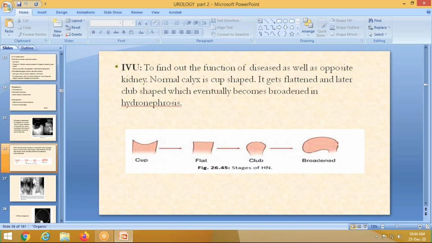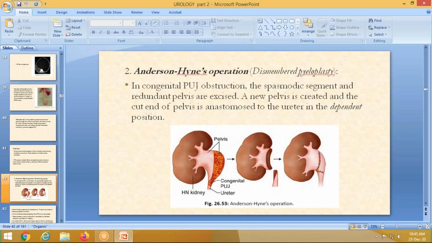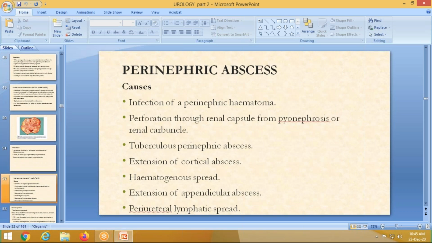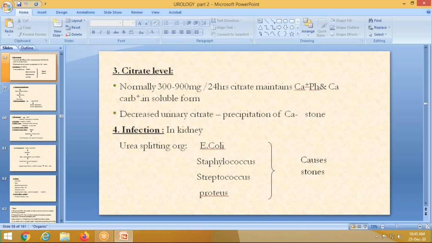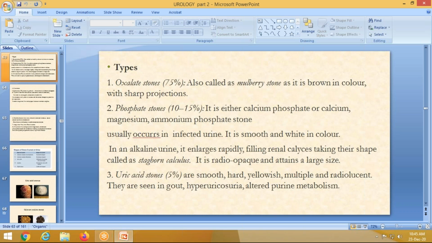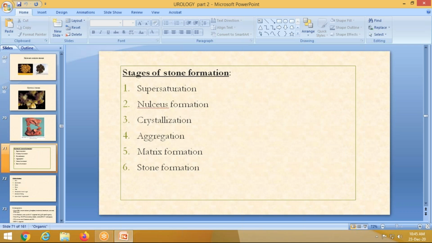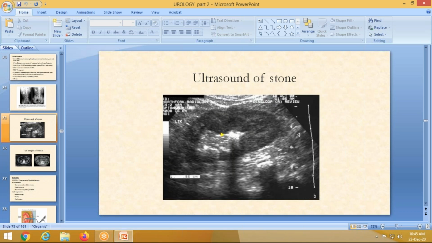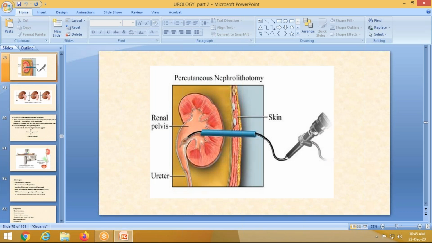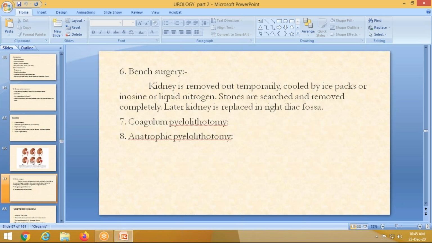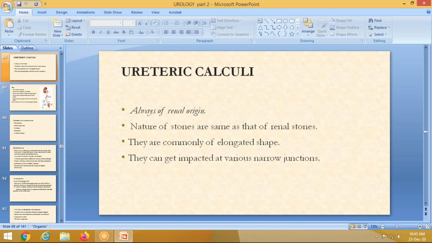Yes, sir. Today we'll discuss about the ureteric calculi. Last class we discussed about the renal calculi, you know. The ureteric calculi next. So today we'll discuss about the ureteric calculi. Okay. What is ureteric calculi?